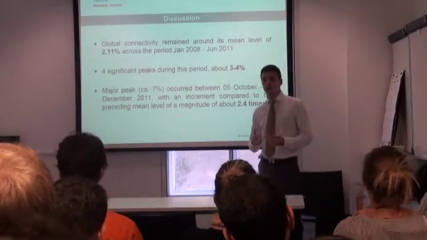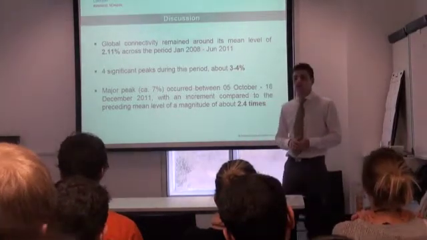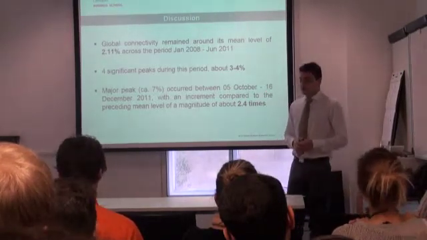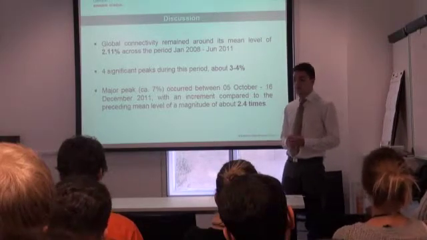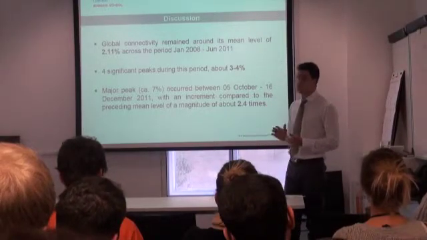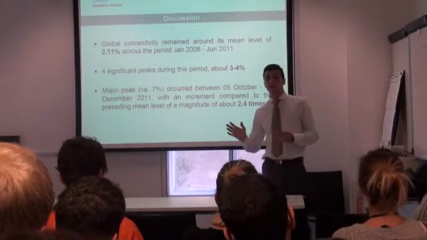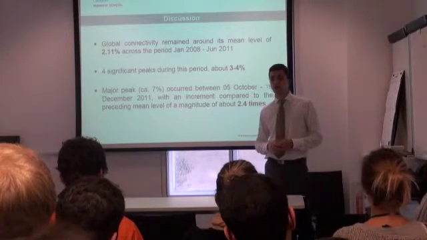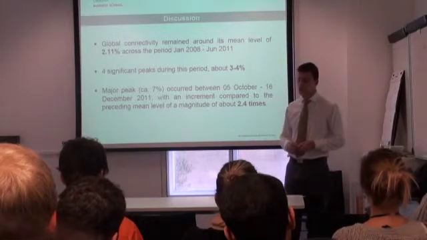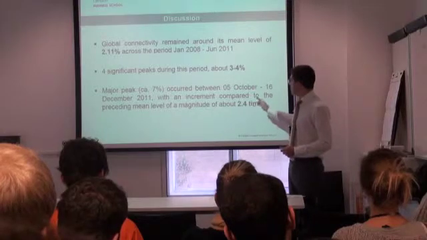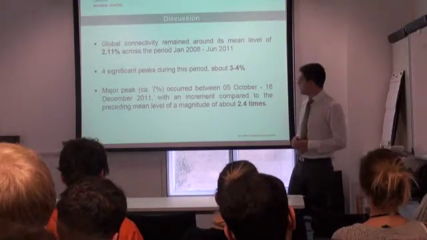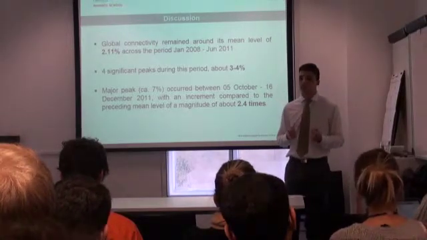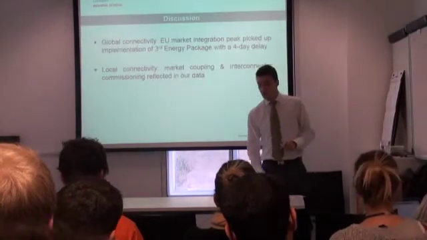The percentage is the measurement unit for the global connection density series. And the density stayed around a mean level of 2.11% across the period 2008 to 2011, and we have seen the 4 significant peaks at around 3 to 4%. However, the main peak, which reached about 7%, occurred between the 5th of October and the 16th of December 2011, and this resulted in an increase compared to the preceding mean level of about 2.4 times.